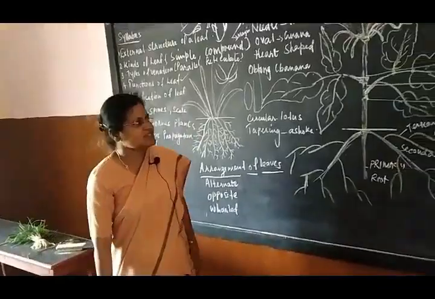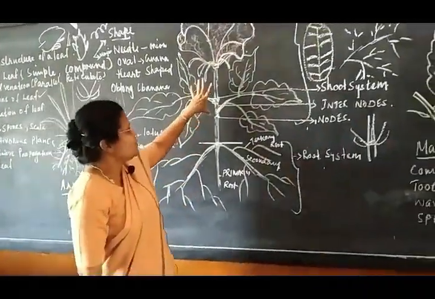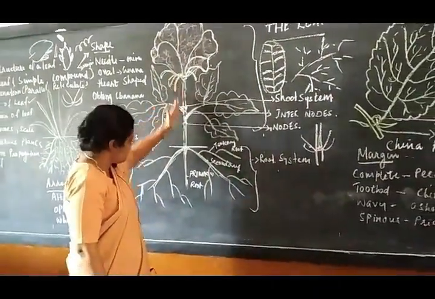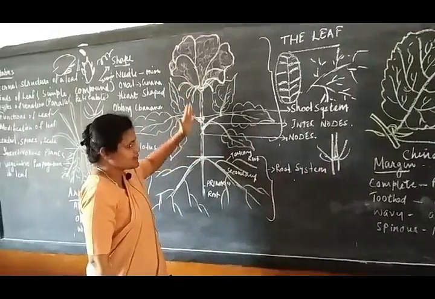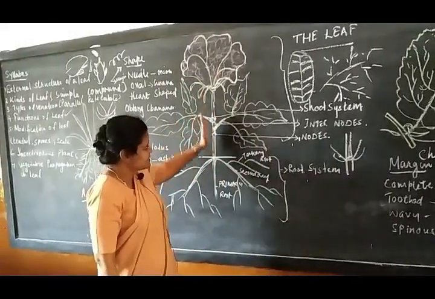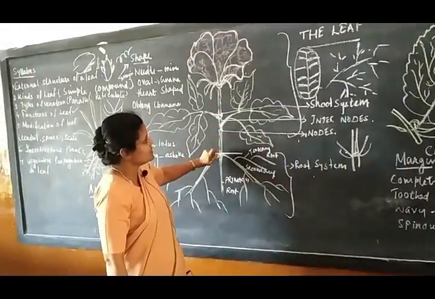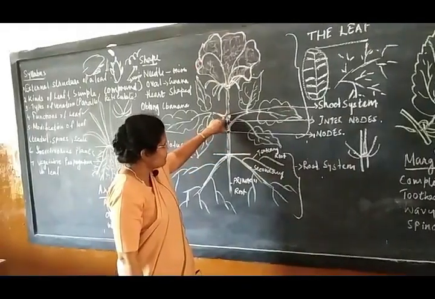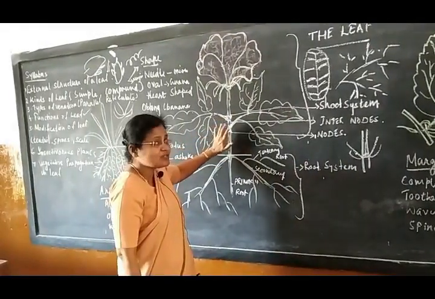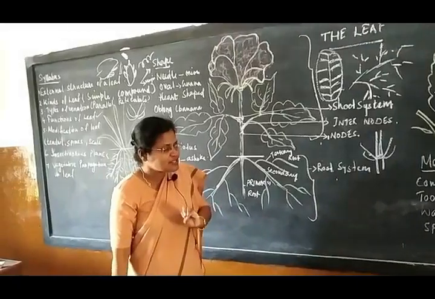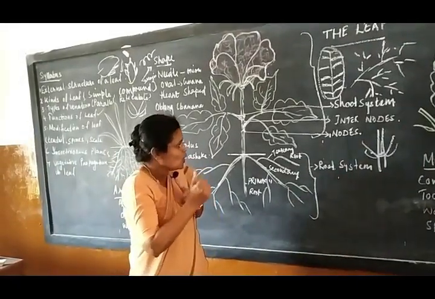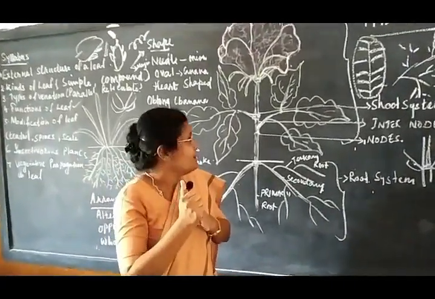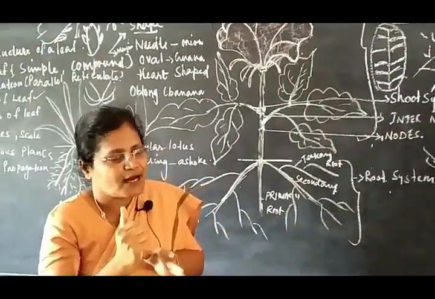Then we went to the shoot system. The shoot system has your stem, the stem as a whole, the long green part, maybe woody part, etc. And the stem has further nodes. So what does the stem bear? The shoot system, or the stem, bears your nodes, your internodes, your leaves, your fruits, your flowers, your seeds.